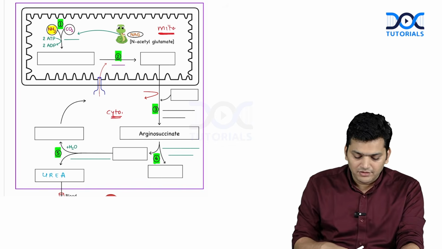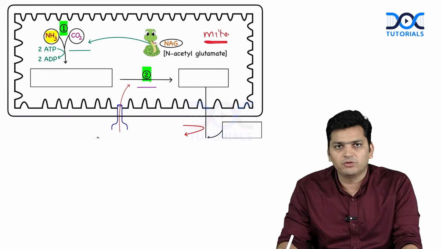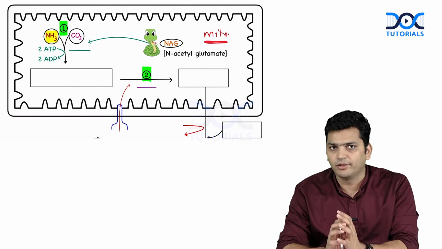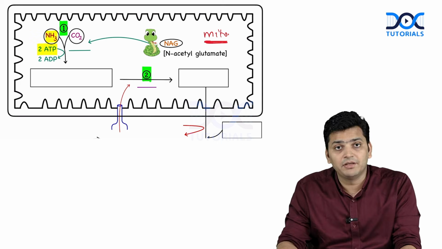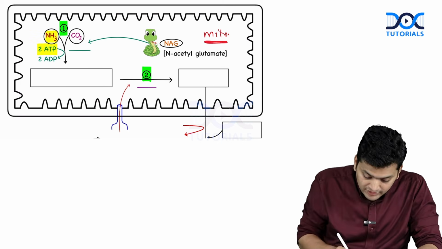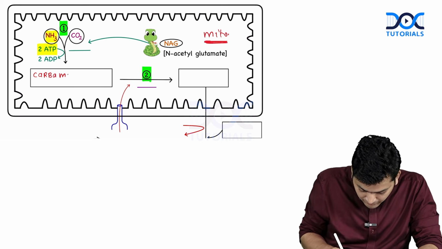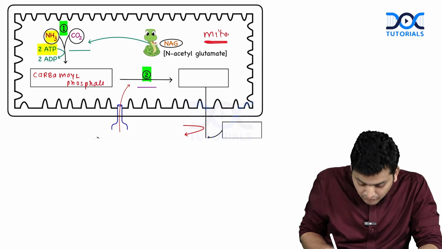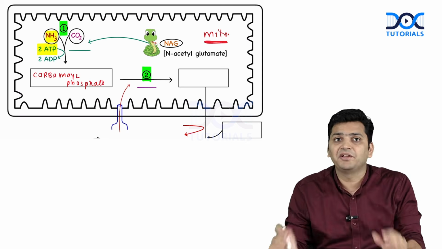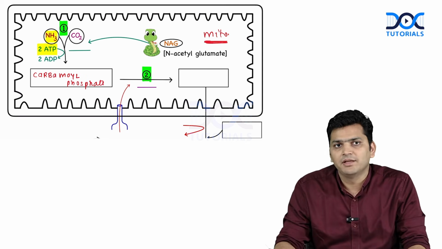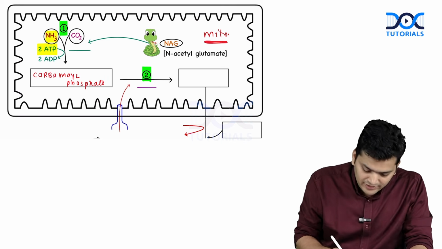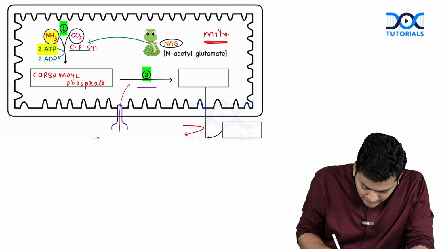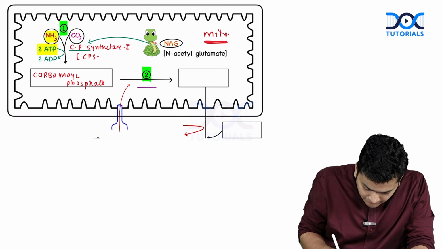In the first step, one molecule each of ammonia and carbon dioxide join together with the help of energy. Using 2 ATPs, we make a bigger molecule called carbamyl phosphate. Because we are making a big molecule with the help of energy, what should be the name of the enzyme, synthase or synthetase? Yes, it is synthetase. So it is carbamyl phosphate synthetase 1, in short CPS1.